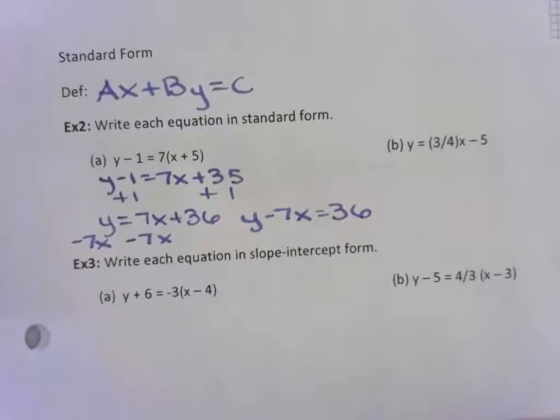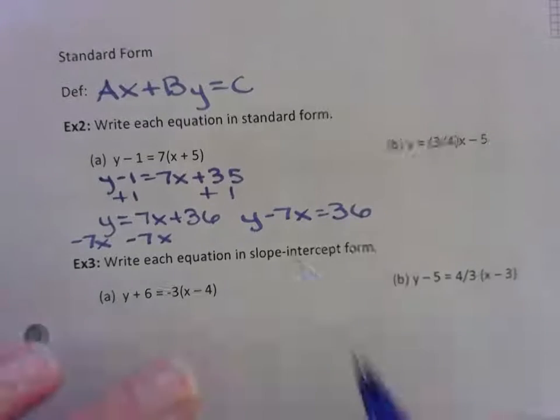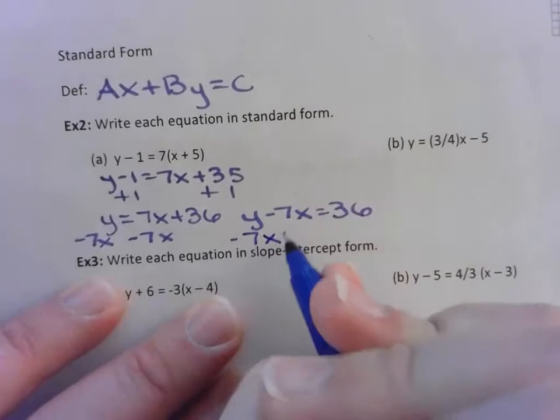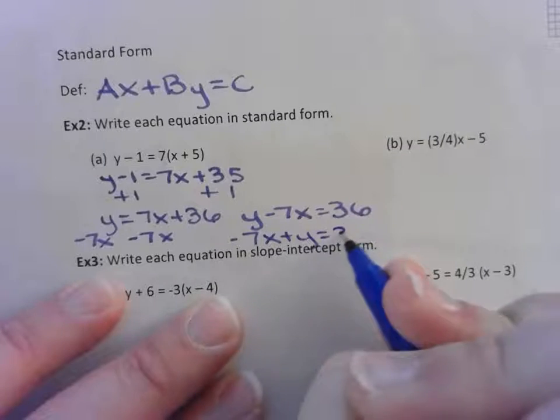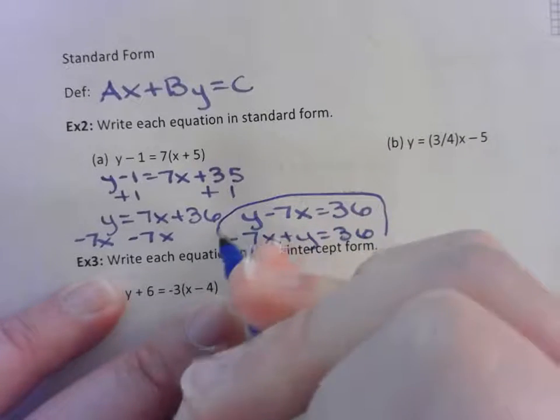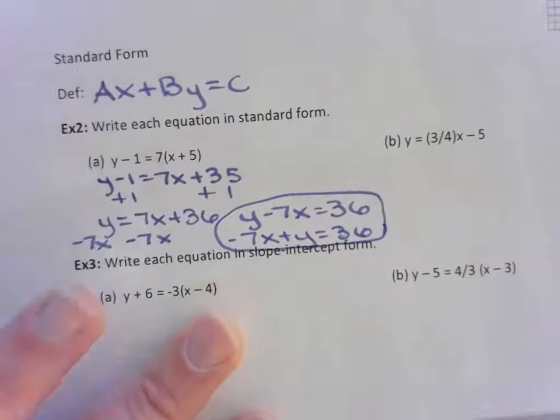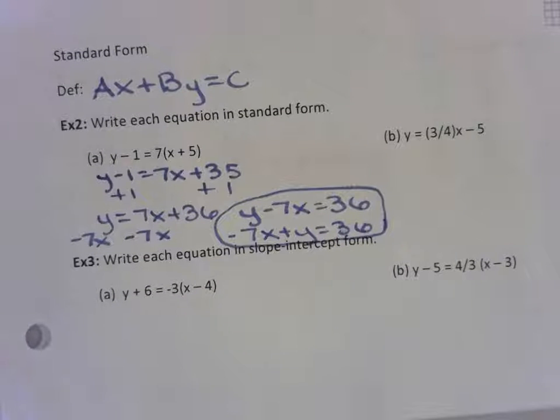Now, x doesn't have to be necessarily first as long as they're on the same side. So y minus 7x equals 36. We could also write it as negative 7x plus y equals 36. Either way would be fine. And that is in standard form. X and y are on the same side equal to a constant.